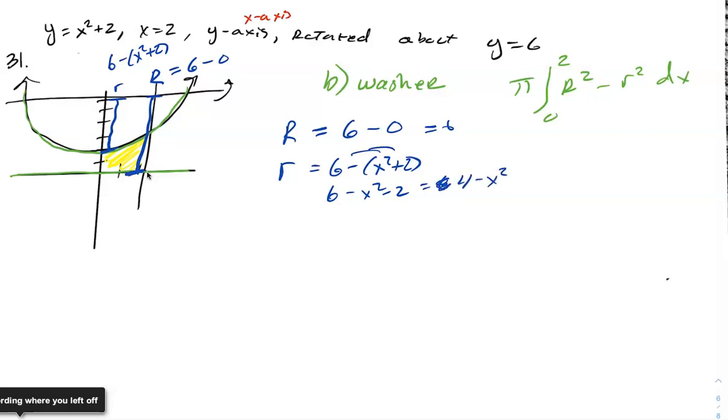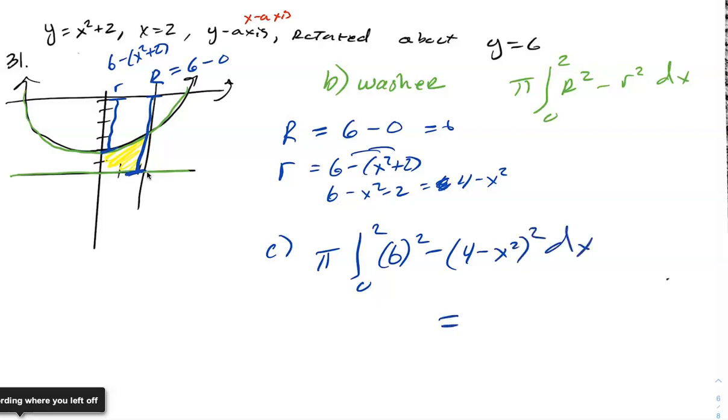So, put in the formula. Pi, 0 to 2 of big R squared, which is just 6 squared, minus little r squared, 4 minus x squared, squared, dx. Put that in your calculator, you get 824 pi over 15. And there's that problem. I've got a few more left and then we're done.